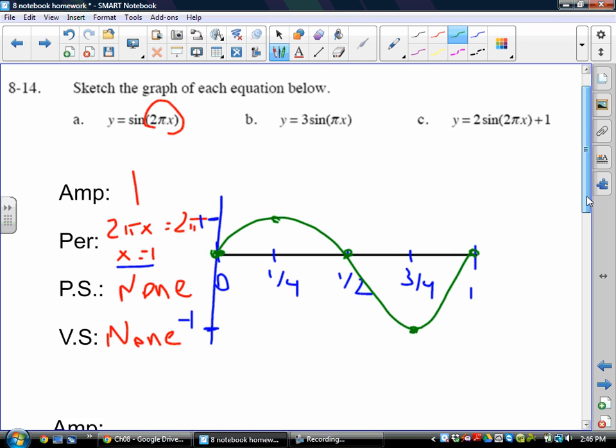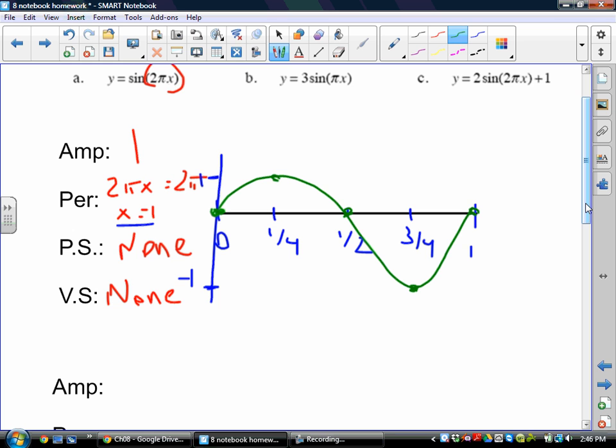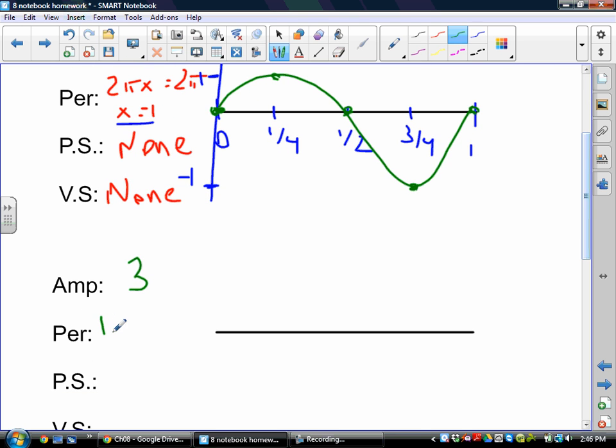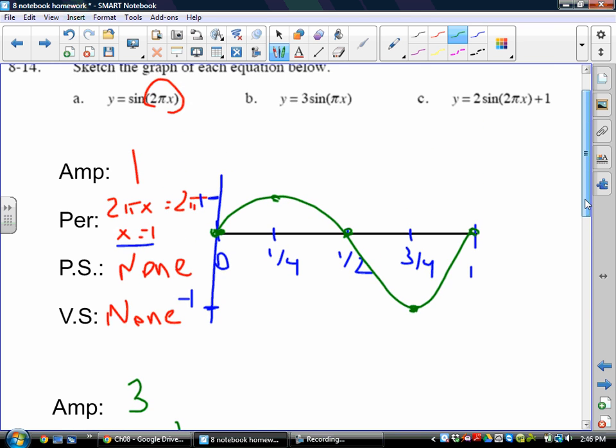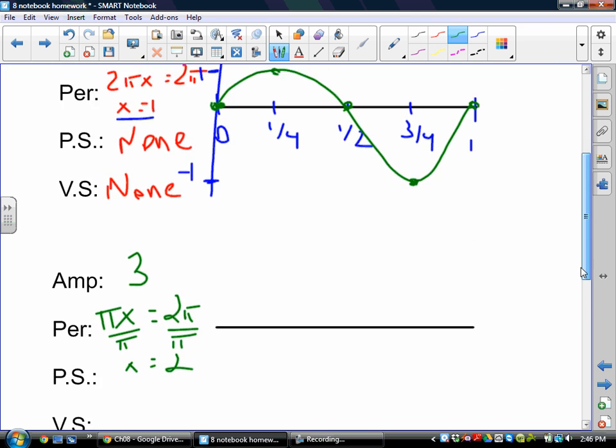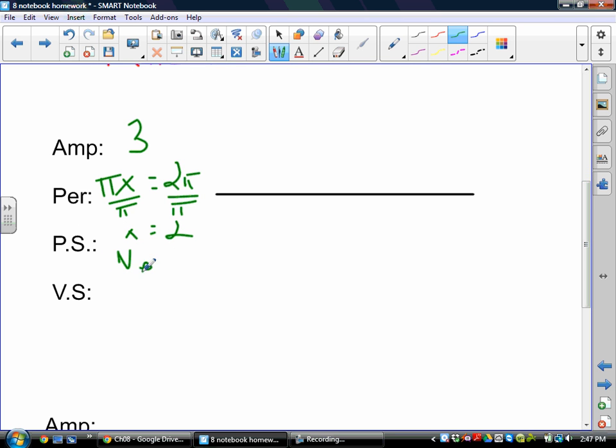So part B, y equals 3 sine of pi x. Amplitude is going to be 3, the number in front of it. Period, I'm going to take that pi x and set it equal to the normal period of sine, which is 2 pi. Solve for x. So our period length is now 2. If I go back, to find the phase shift, there's nothing else in the parentheses with it, so there's none, and there's nothing on the end. So there's also no vertical shift.